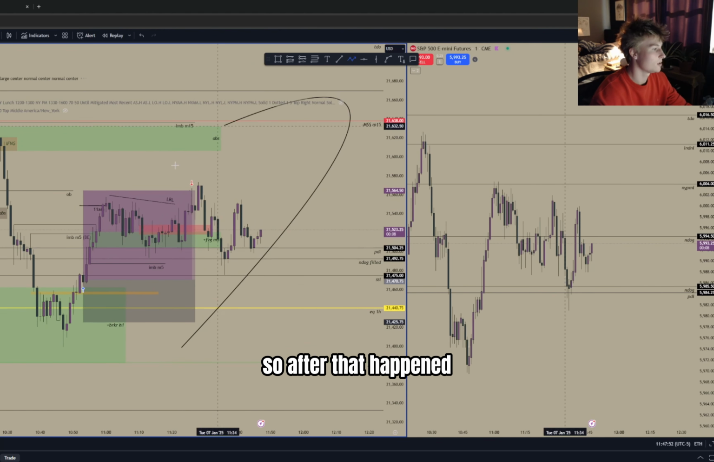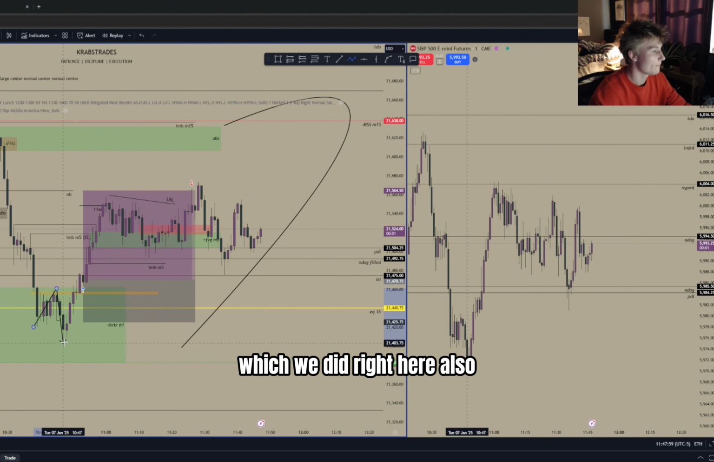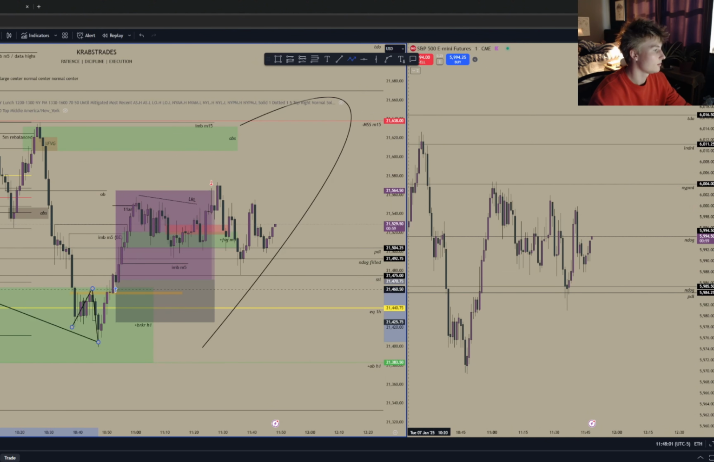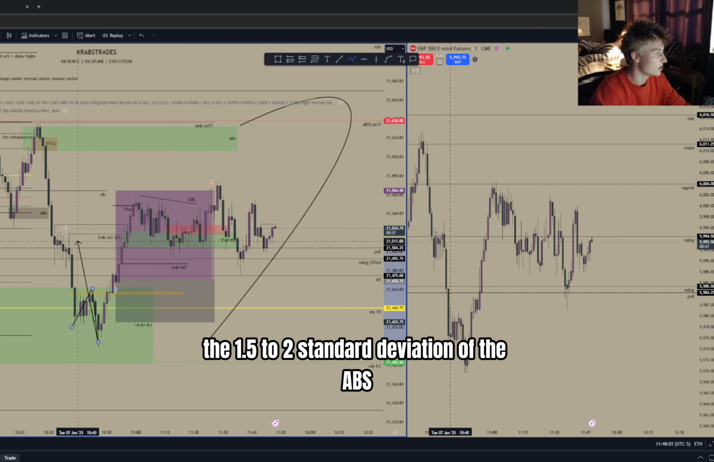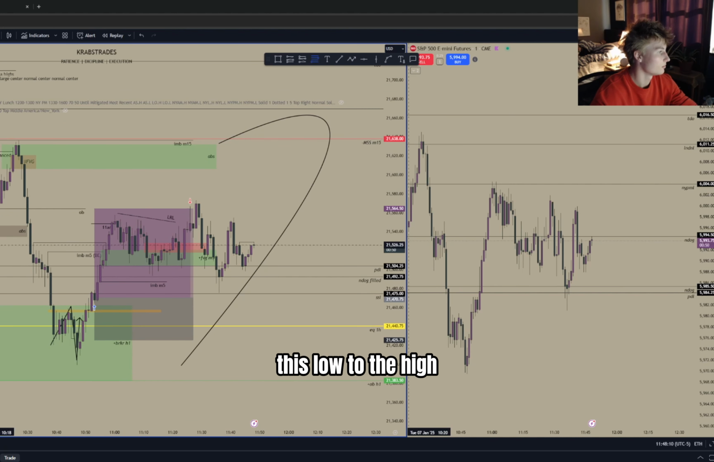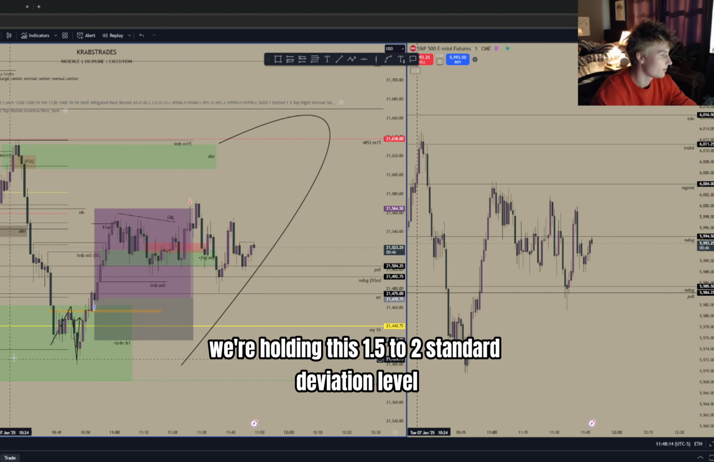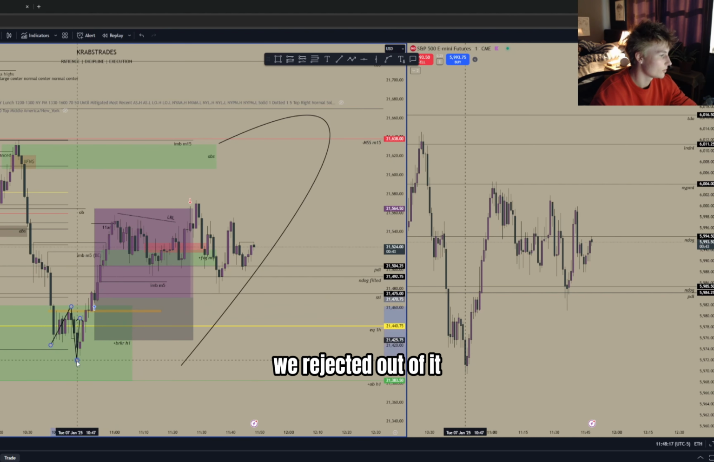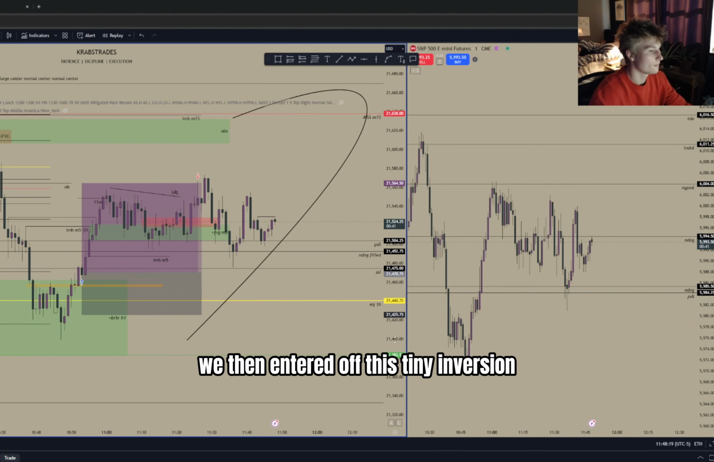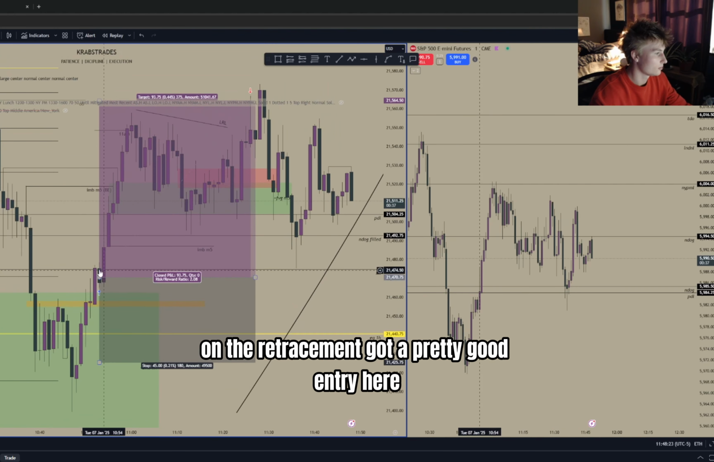So after that happened, condition was for internal structure to be formed, which we did right here. Also, we were rejecting the 1.5 to 2 standard deviation of the ABS, which is right here. Pull the fib from this low to the high. You can see we're holding this 1.5 to 2 standard deviation level. We rejected out of it. We then entered off this tiny inversion on the retracement.